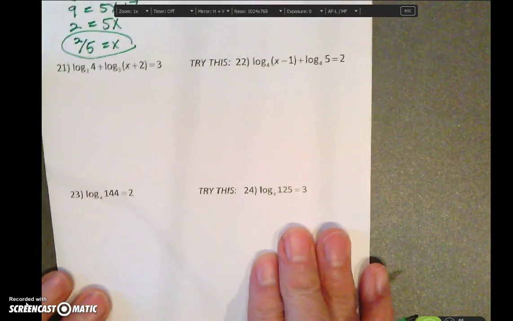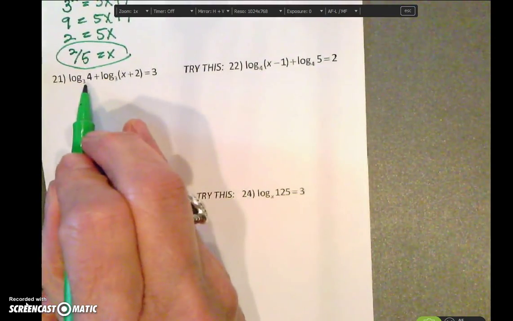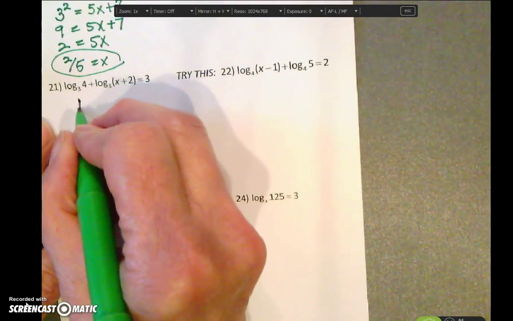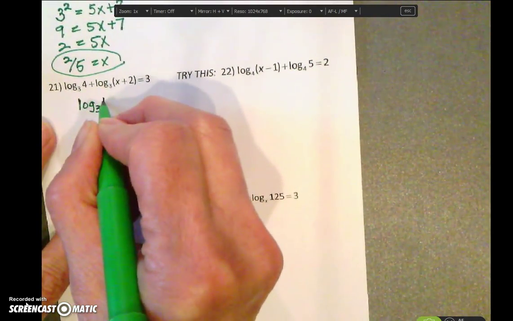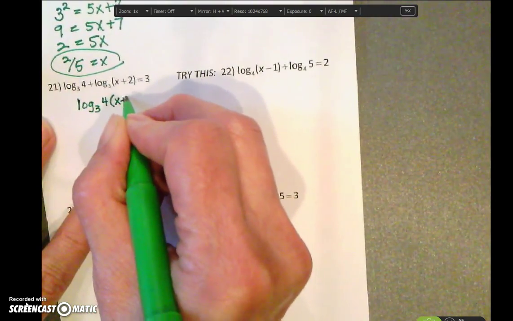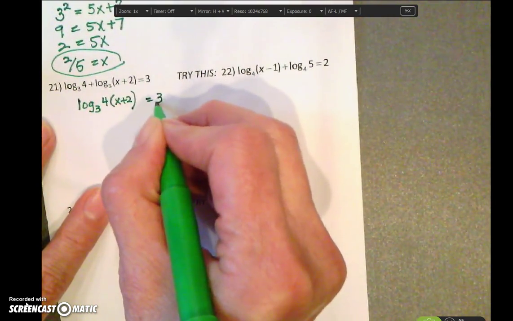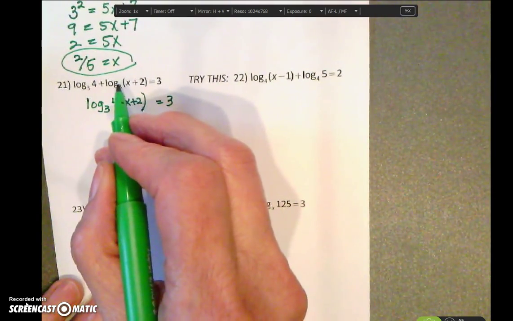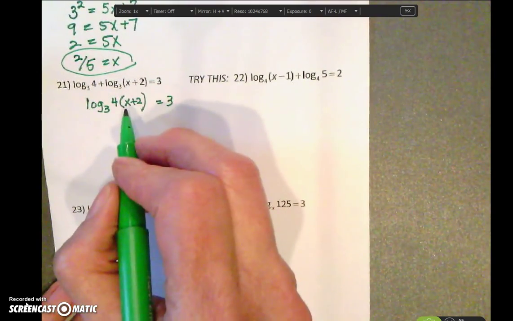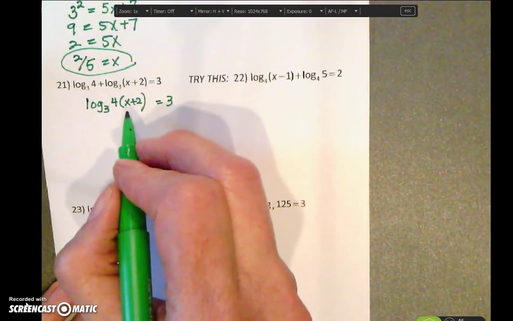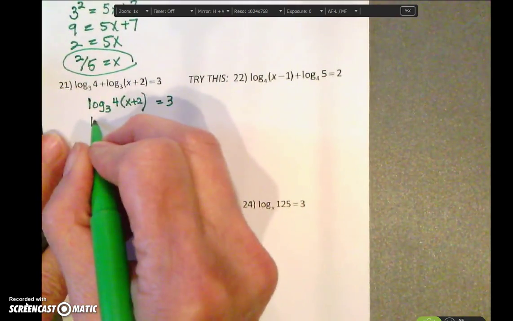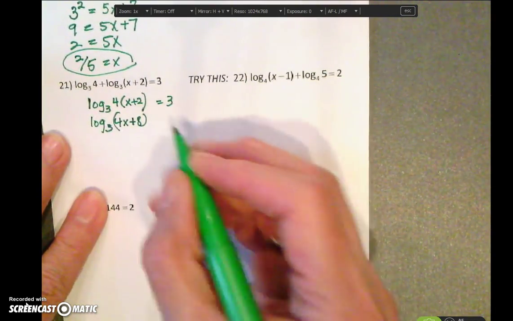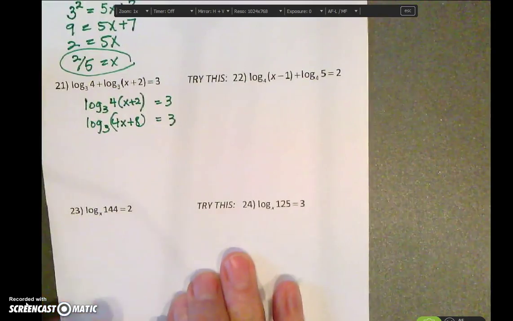All right, now 21. This time you can see I have 2 logs, and I'm going to need to combine them. Because there's an addition between them, that means I'm going to multiply the 4 times the x plus 2 is equal to 3. The reason we did that was the log property that says I can combine the 2 logs that are added into one as multiplication. All right, so I'm going to rewrite that now. So I have log base 3 of 4x plus 8, and put a parenthesis around it, is equal to 3.